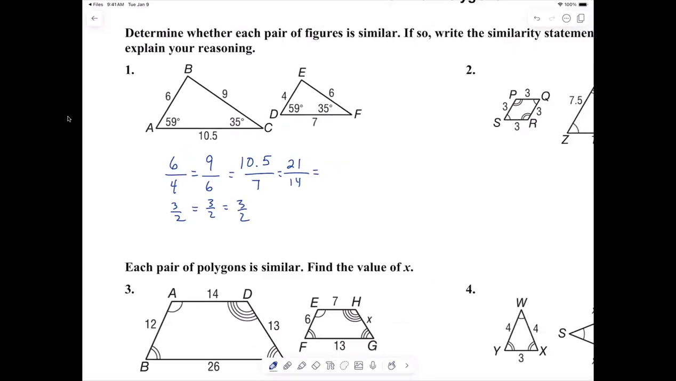All right, so are the triangles similar? Yes, the triangles are similar. The triangles are similar because all the corresponding sides are proportional and the corresponding angles are congruent. So from there, we can say triangle ABC is similar. The symbol for similar is just the little squiggly line. And then that would be similar to what? Triangle DEF.